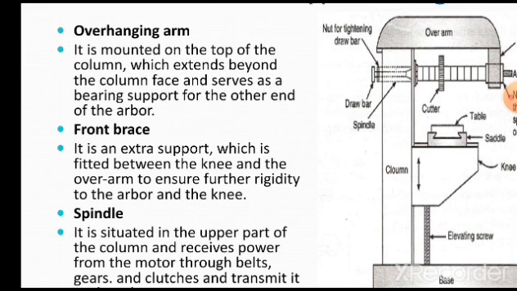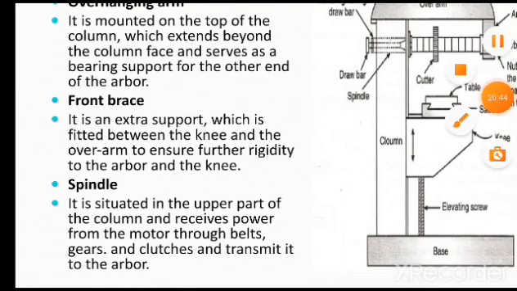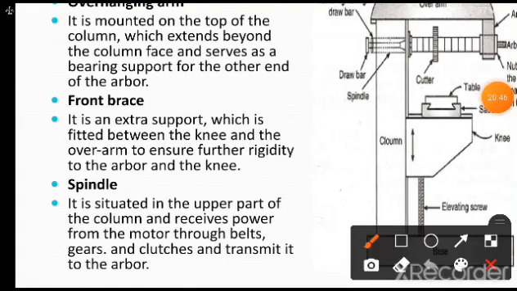Spindle. It is situated in the upper part of the column and receives power from the motor through belts, gears and clutches, and transmits it to the arbor.